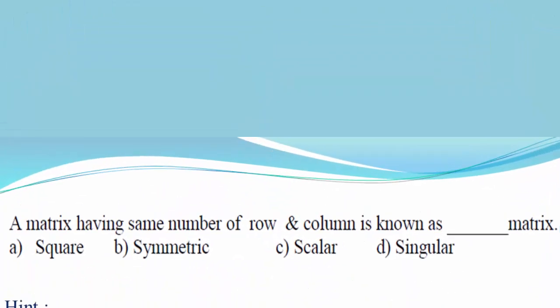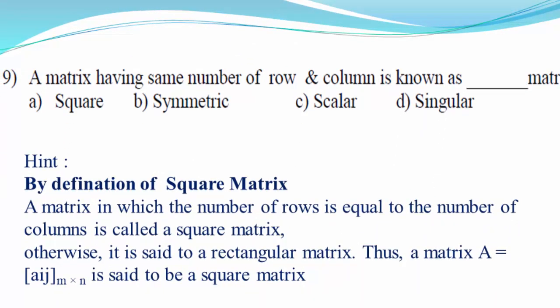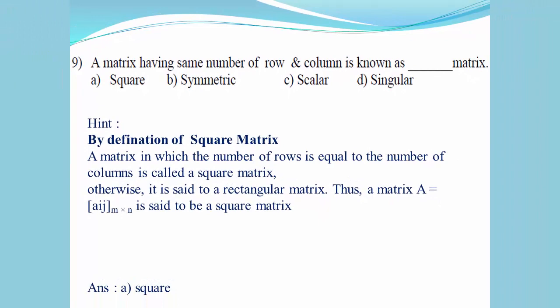Question number 9. A matrix having the same number of rows and columns is known as dash matrix. Students, by the definition of a square matrix, a matrix in which the number of rows is equal to the number of columns is called a square matrix. Otherwise, it is said to be a rectangular matrix. Thus, Aij of order m by n is said to be a square matrix if m is equal to n. So, the option A, that is square, is right.